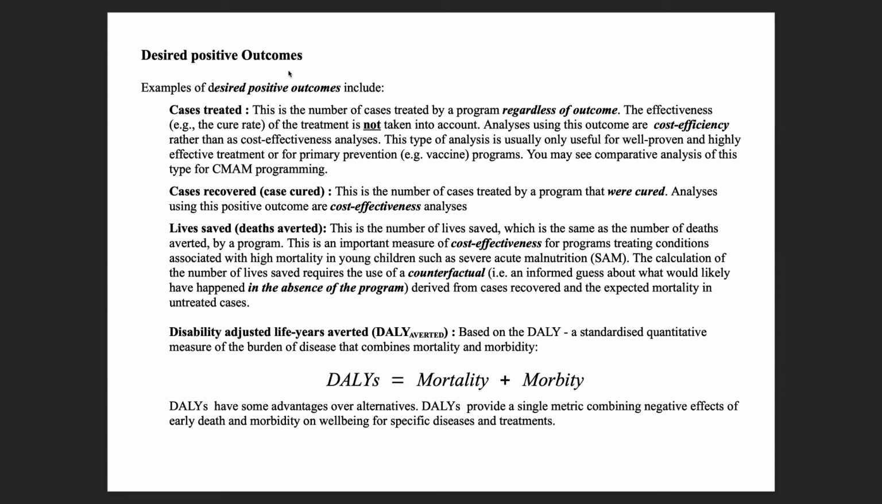And so the effectiveness, which is the cure rate, the cured proportion, is not taken into account. This is not a cost effectiveness analysis because there's no effectiveness involved, it's a cost efficiency analysis. This type of analysis we only ever want to do for well-proven or highly effective treatments, or for primary prevention like vaccine programs. You may see this in a comparative analysis of different types of CMAM programming.